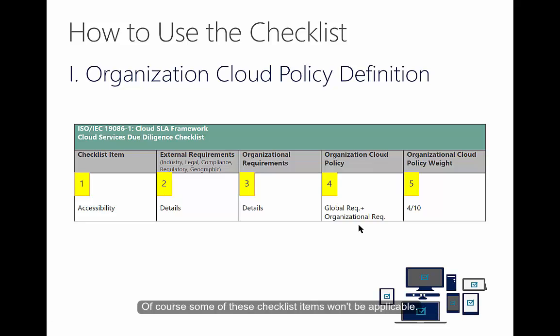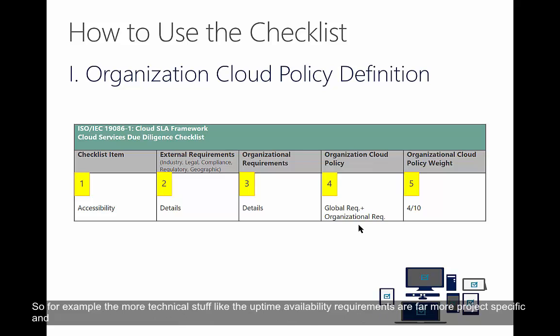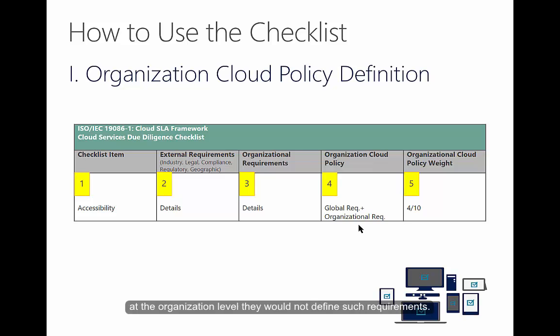Of course, some of these checklist items won't be applicable. So for example, the more technical stuff like the uptime, availability requirements are far more project specific, and at the organization level, they would not define such requirements. And then column 5 is really a weight. I think in the organization level, it is logical to assign a certain weight. Here we just toss in a number, 4 out of 10 on a scale of 10, into a particular requirement. Of course, this is not what we expect our customers to use. We don't mean that it's 4 out of 10 for accessibility. It's just an example in terms of what to use here.